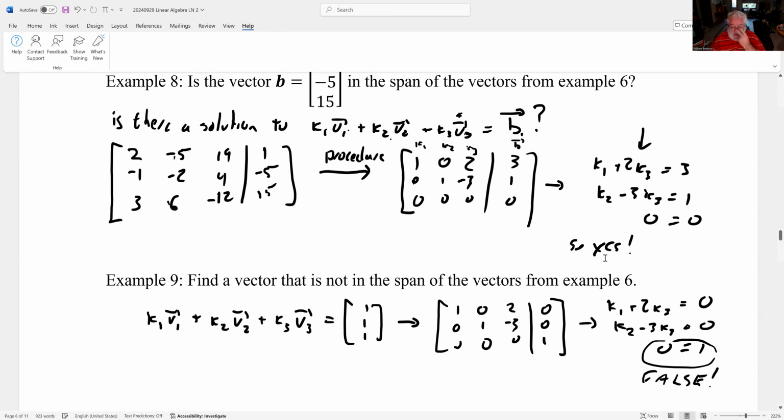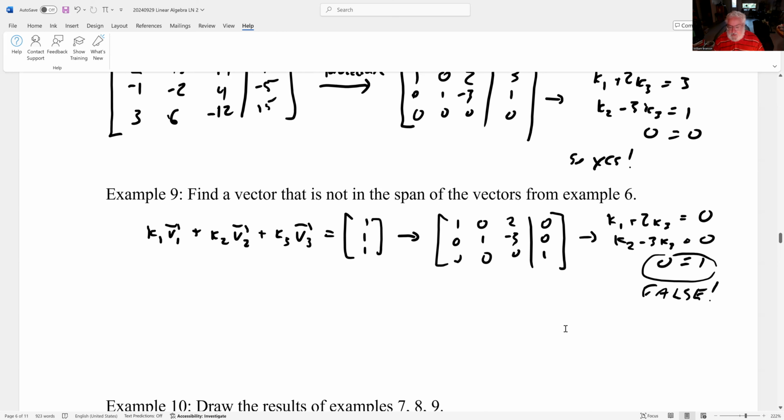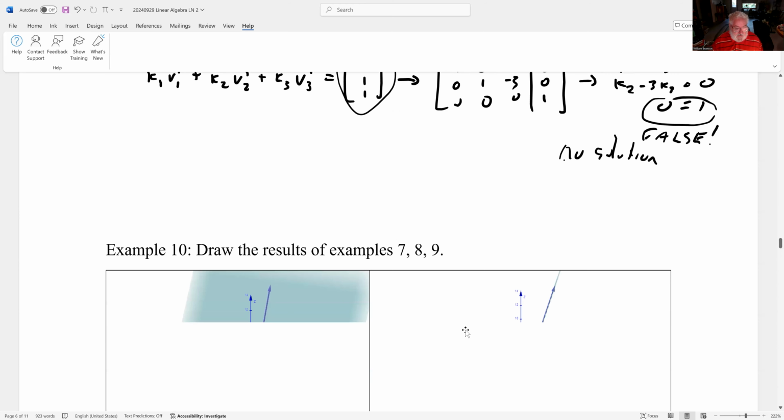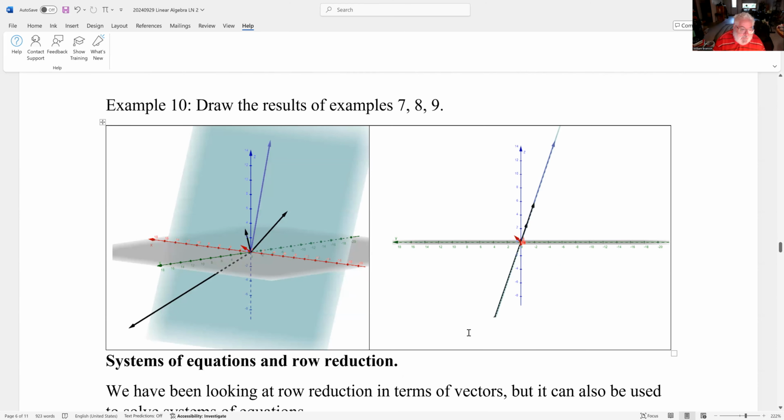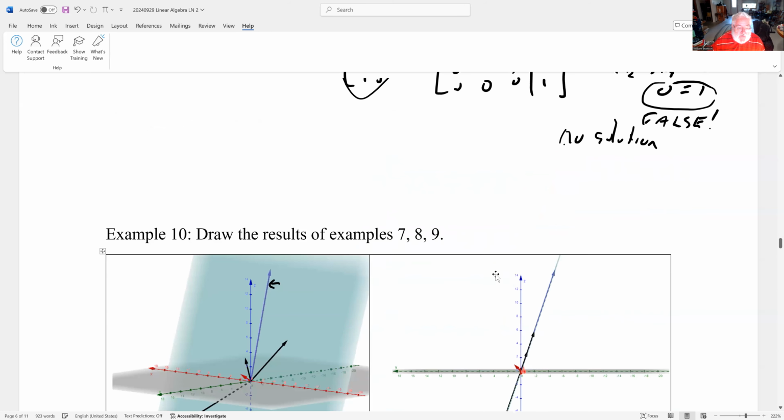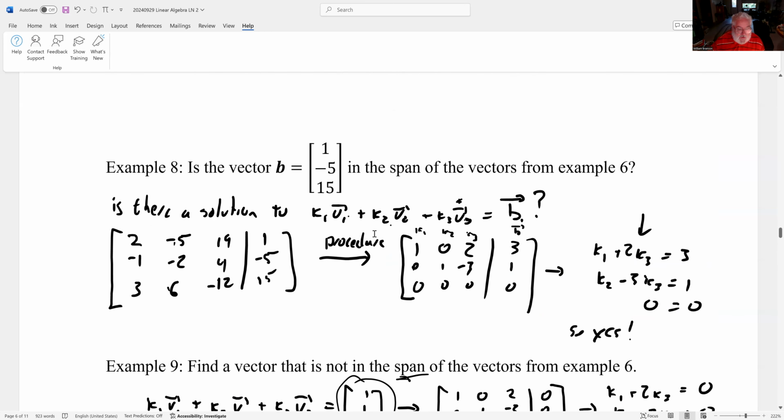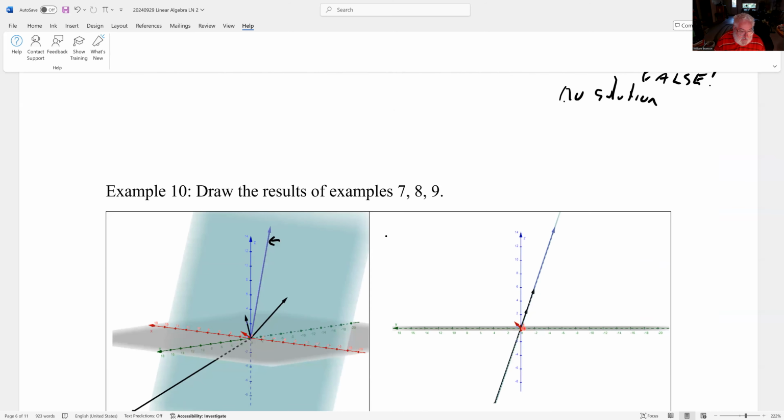There's no choice of K1, K2, and K3 that'll make 0 equals 1, so there's no solution. So this vector is not in the span of those vectors. If we want to draw that geometrically, it looks like this. The black vectors are v1, v2, and v3. That blue vector is this one, 1, -5, 15. And the red vector down there is 1, 1, 1.